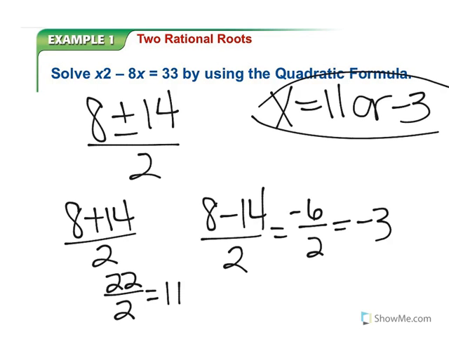Now before you can say those are your actual answers, you need to plug them in and check. And real quick, if we do 11 squared, that's 121 minus 8 times 11, which is 88. That does indeed equal 33. And if we plugged in negative 3 squared is 9. 9 minus 8 times negative 3, so 9 plus 24 is 33. So these two do work.